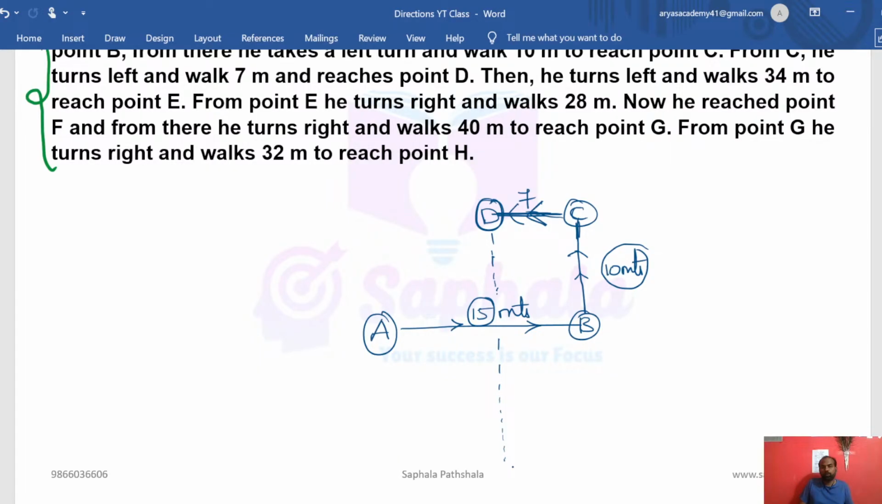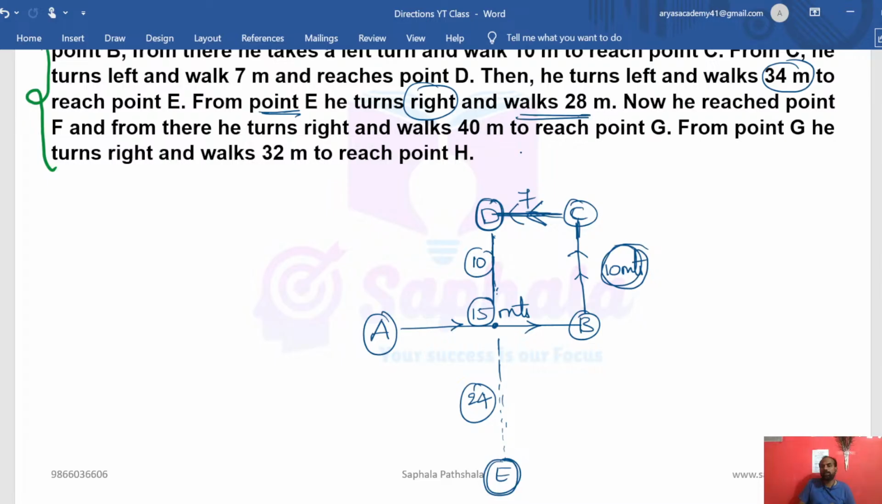Though this total distance, this is actually 10. This portion, as this is 10, this also must be 10. But they have clearly mentioned to reach point E, he has to go for 34 meters. As already I have completed 10, up to this point, I have to go for another 24. Then he turns right and walks for another 28 meters actually.